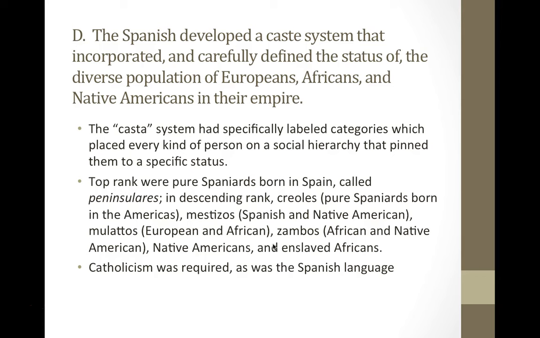The Zambos, which are the African and Native American combination. Then the Native Americans, then the enslaved Africans. A very strict caste system. By the way, if I pronounced any of those wrong, sue me. I'm doing my best.